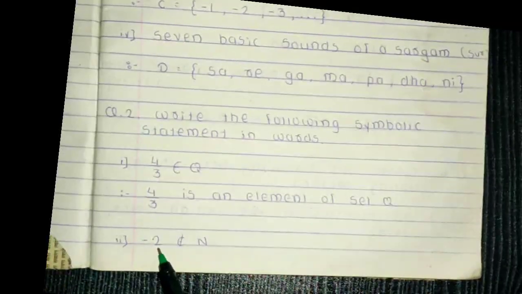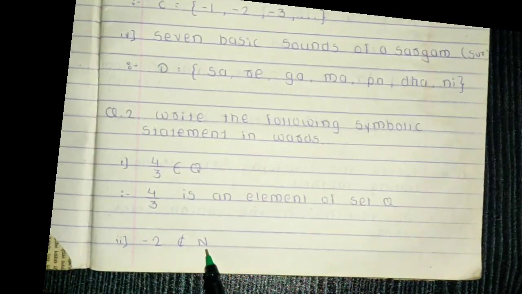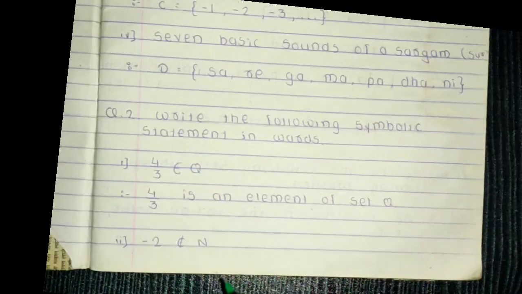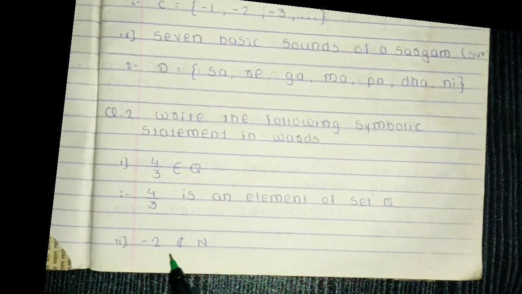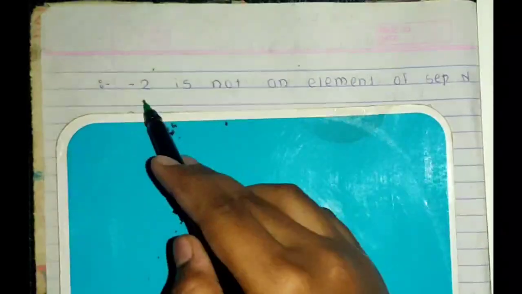Now -2 does not belong to N. This symbol is called not belongs to, and this symbol is belongs to. Hence the answer will be: -2 is not an element of set N.